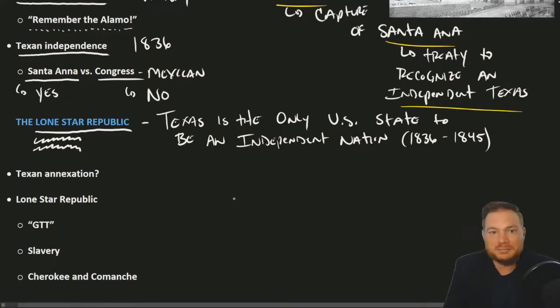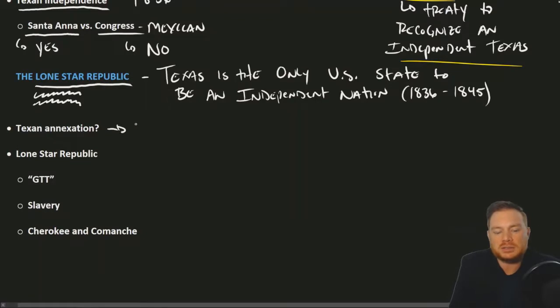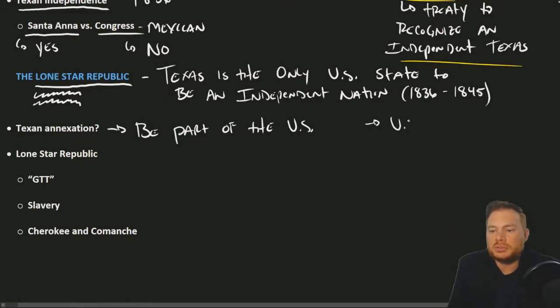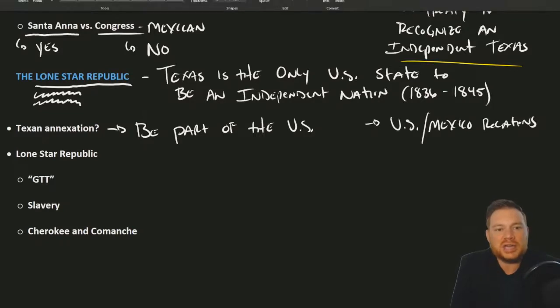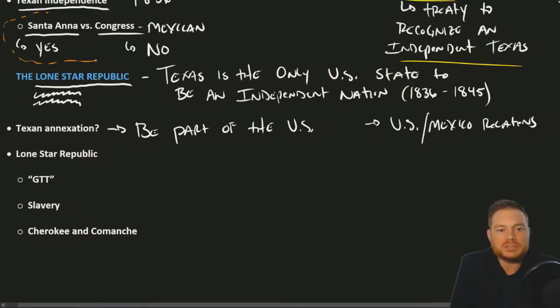Now, the idea right from the get-go was not just to break away from Mexico and create an independent nation. The plan from the get-go was always to become part of the U.S., right? But there are some problems here. One problem is, what will it do to U.S./Mexico relations? That is to say, it's not really unanimously agreed upon in Mexico anyways, that Texas is truly independent. Did Santa Ana have the authority to sign that treaty granting independence? Well, the Mexican Congress says no.